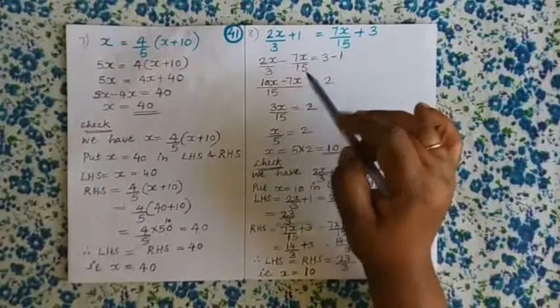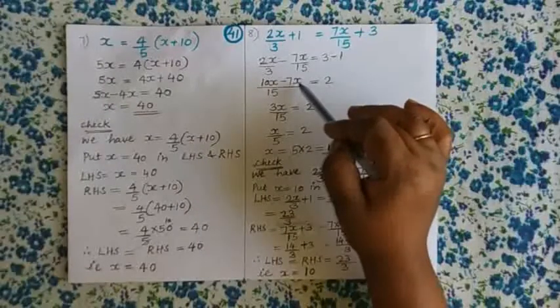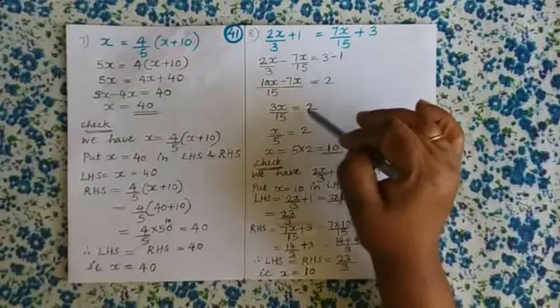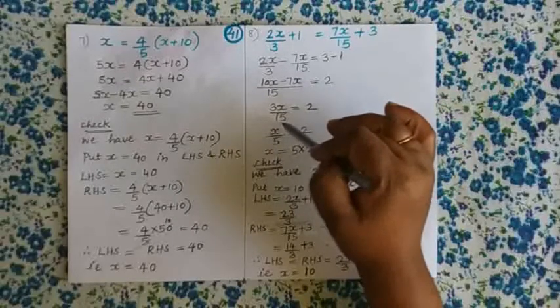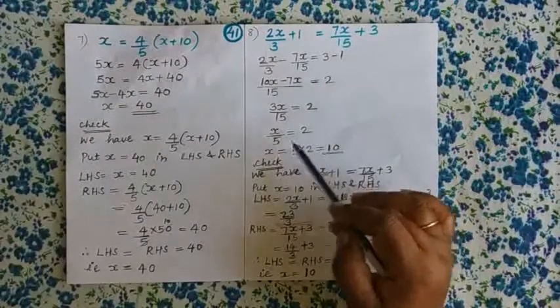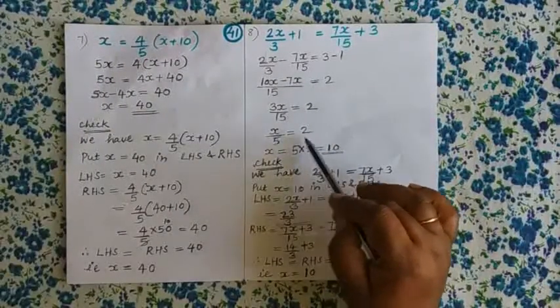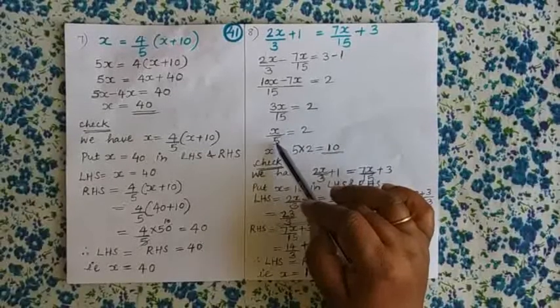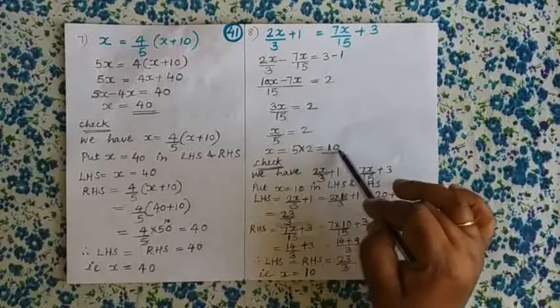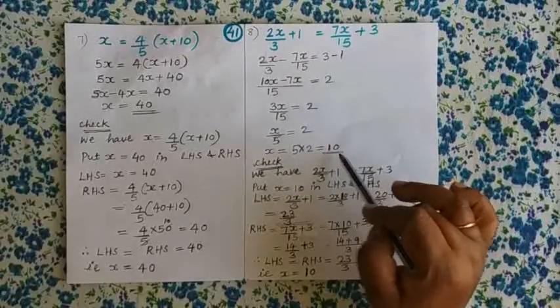3 minus 1 is 2, so RHS is 2. Now 10x minus 7x is what? 3x. So 3x by 15 is our LHS and RHS is 2. 3 by 15 is what? 1 by 5. So LHS has become x by 5 is equal to 2. Now x is equal to 5 into 2, because here in the LHS part we have divided by 5. So that 5 we are sending to RHS. So 5 into 2 is RHS. So the value of x is what? 10. We got the value of x as 10.